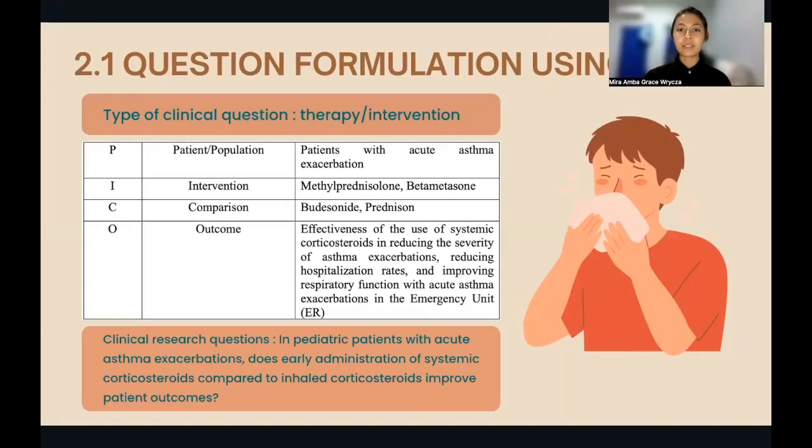Thank you. Hello, my name is Mira Amba Grace Fricha, and the last 3 digits of my student ID number are 018. I will continue to talk about the outcome and the clinical research question. The outcome is the effectiveness of the use of systemic corticosteroids in reducing the severity of asthma exacerbations, reducing hospitalization rates, and improving respiratory function in acute asthma exacerbations in the emergency unit or the ER. The clinical research question is: in pediatric patients with acute asthma exacerbations, does early administration of systemic corticosteroids compared to inhaled corticosteroids improve patient outcomes? That is all from me, and the presentation will be continued by my friend.